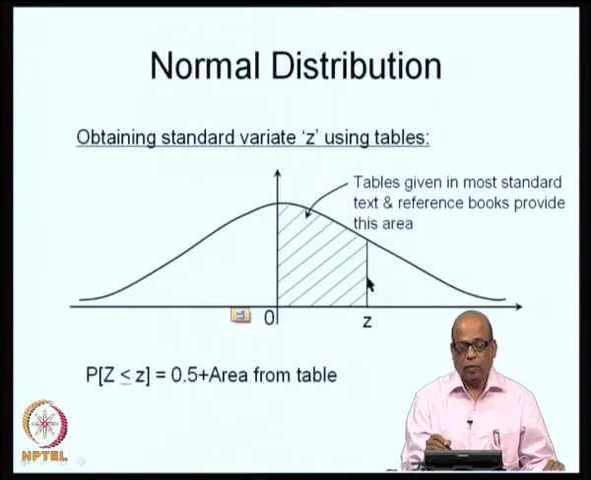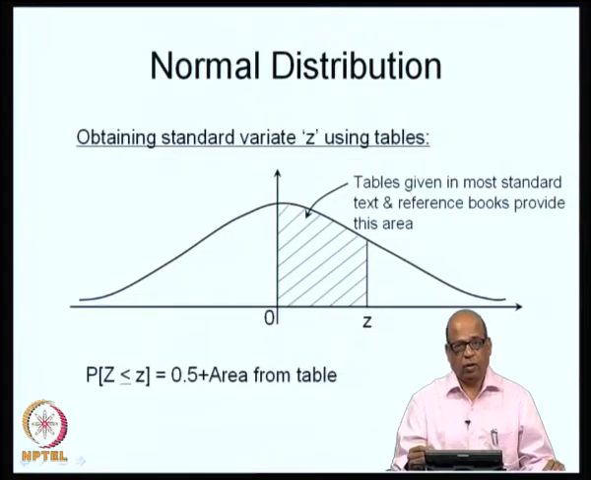So, what does this mean? Let us say we get this area from the table for a given value of z, you need to add 0.5 to that. So, that you get the area between minus infinity to z. So, whenever you are using normal distribution tables, please ensure that you are looking at this particular area before following the problems that we are discussing in this lecture.